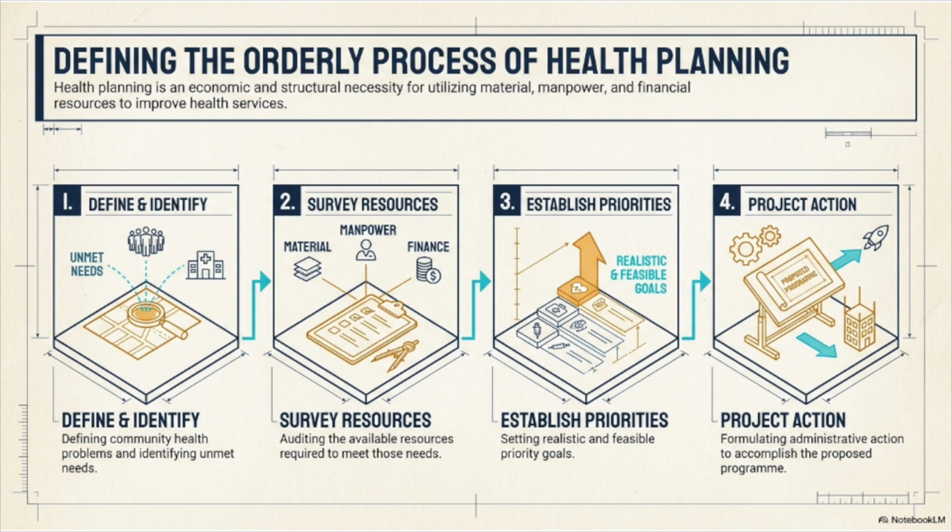The second stage is to survey resources, which means auditing the material, manpower, and financial resources available to meet those needs. The third stage is to establish priorities, where realistic and feasible goals are set. And the fourth stage is to project action, which involves formulating administrative action to accomplish the proposed program.